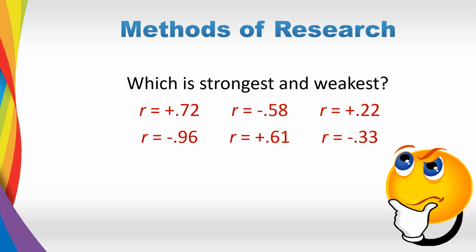So the weakest out of all of these values is 0.22. And so again, the positive part doesn't matter. It could be -0.22. So the 0.22 is the closest one to 0. So it's the closest to being no relationship. The positive just means as one variable is increasing, so is the other one. Or as one variable is decreasing, so is the other one.